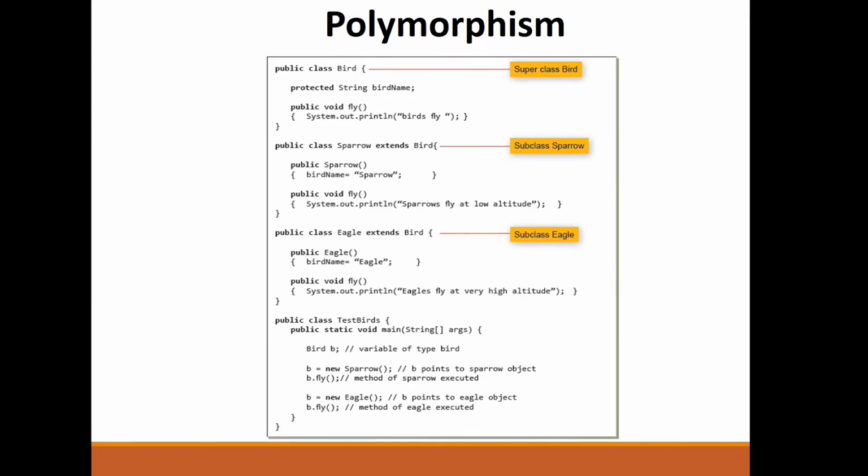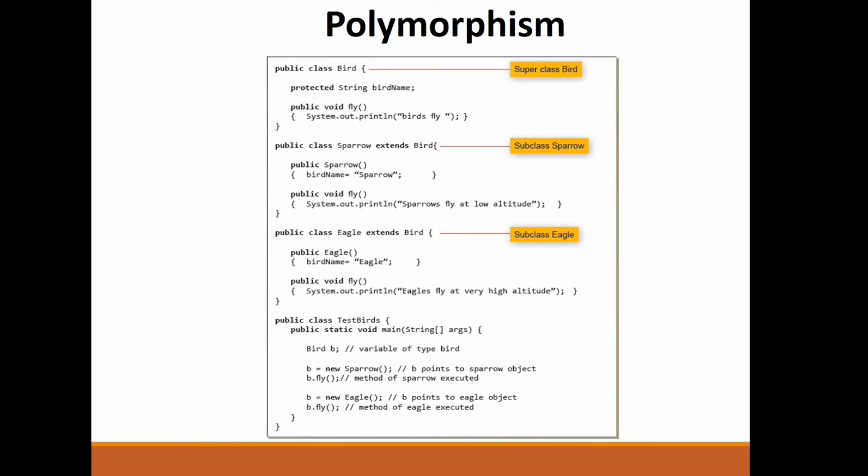And then take note, by using override, okay, so overriding, as you can see, because we use override, we were able to set, first, we gave a value to the attribute bird name, which is now Sparrow, and then we were able to override the method fly, instead of saying Bird fly, Sparrow fly on low altitude. Claro? And then same with Eagle. Okay? So instead of having Bird fly, it now goes to Eagle fly at a very high altitude.